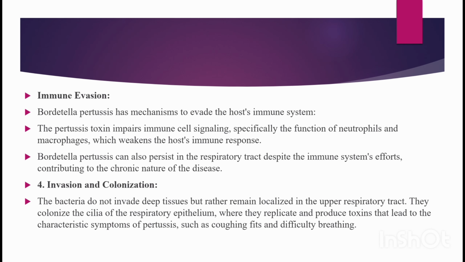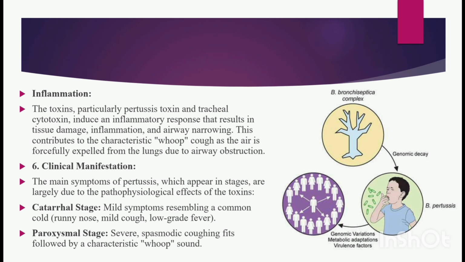Invasion and colonization. The bacteria do not invade deep tissues but rather remain localized in the upper respiratory tract. They colonize the cilia of the respiratory epithelium, where they replicate and produce toxins that lead to the characteristic symptoms of pertussis, such as coughing fits and difficulty breathing. Inflammation. The toxins, particularly pertussis toxin and tracheal cytotoxin, induce an inflammatory response that results in tissue damage, inflammation, and airway narrowing. This contributes to the characteristic whooping cough, as air is forcefully expelled from the lungs due to the airway obstruction.